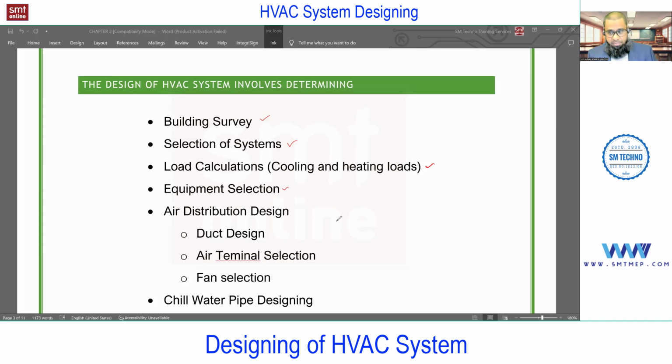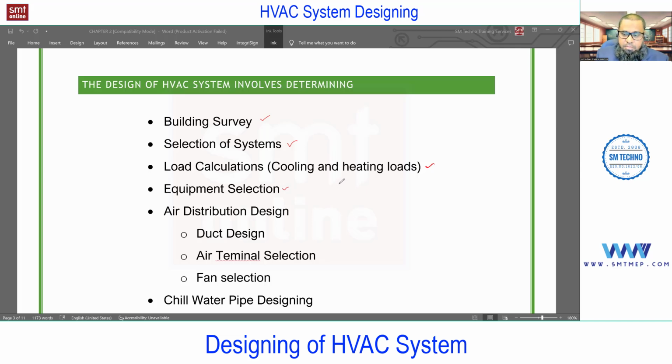Any idea? Any guess? Yes, sir. System selection means which system, provided by smaller equipment, yes, like for example, split AC, yes. AHU, FCU, fine, etc. Then what about equipment selection?